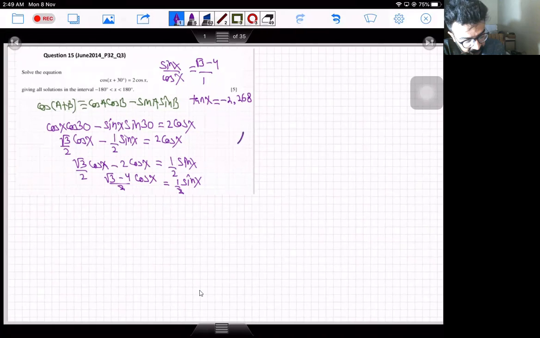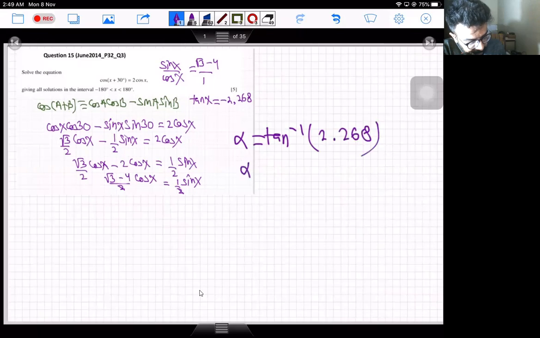So the basic angle alpha is equal to tan inverse 2.268. This is how much? 66.21, correct to two decimal places. Always write the value of alpha correct to two decimal places. Alpha is equal to 66.21.